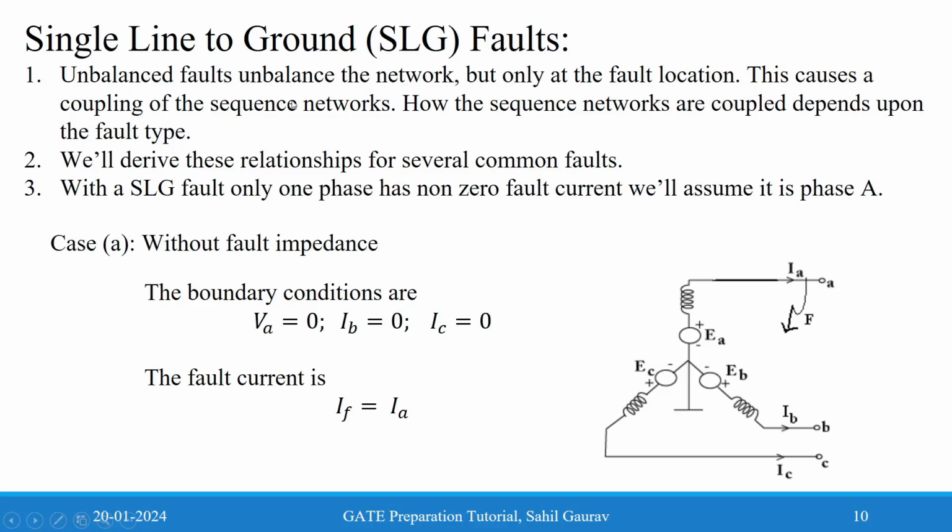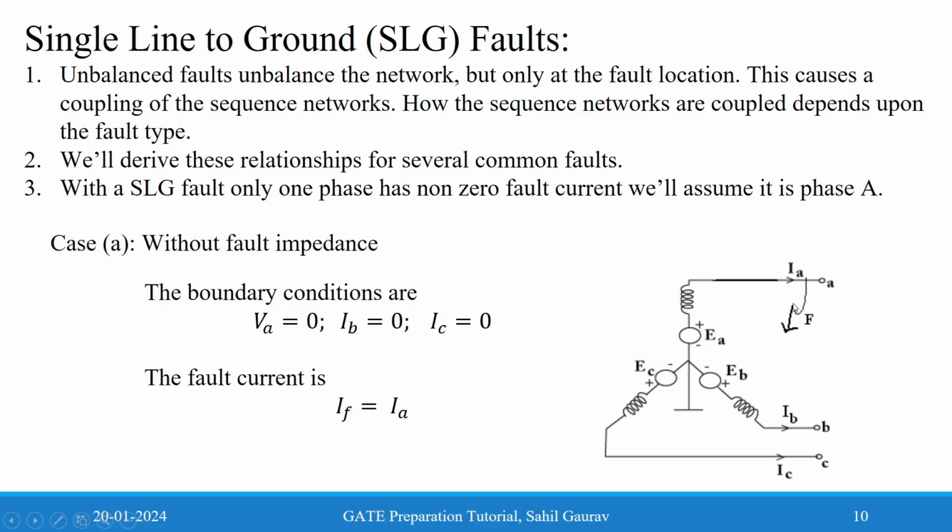So the network is unbalanced, but only at the fault location. This causes a coupling of the sequence networks. How the sequence networks are coupled depends on the fault type. So we will derive these relations for the several common faults. With a single line to ground fault, only one phase has non-zero fault current. We will assume it as phase A. So the first case is that we will consider it without fault impedance.